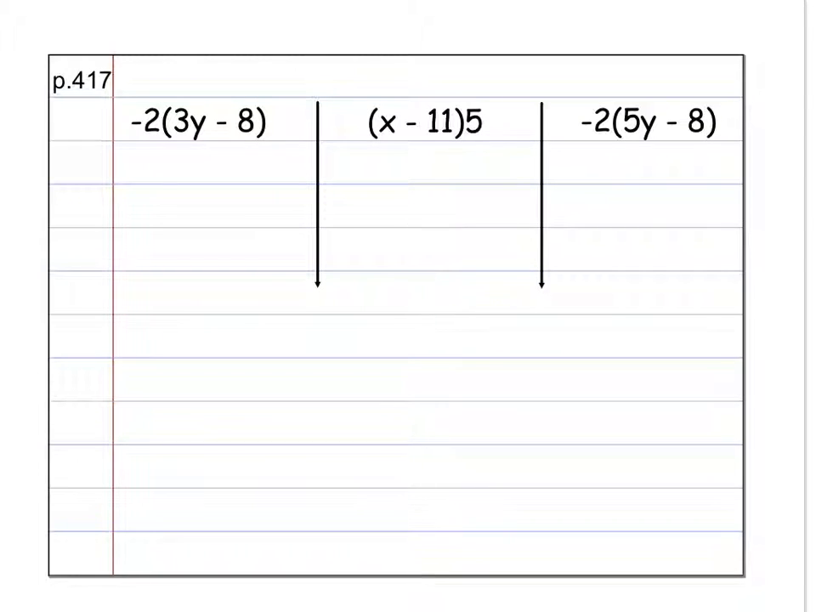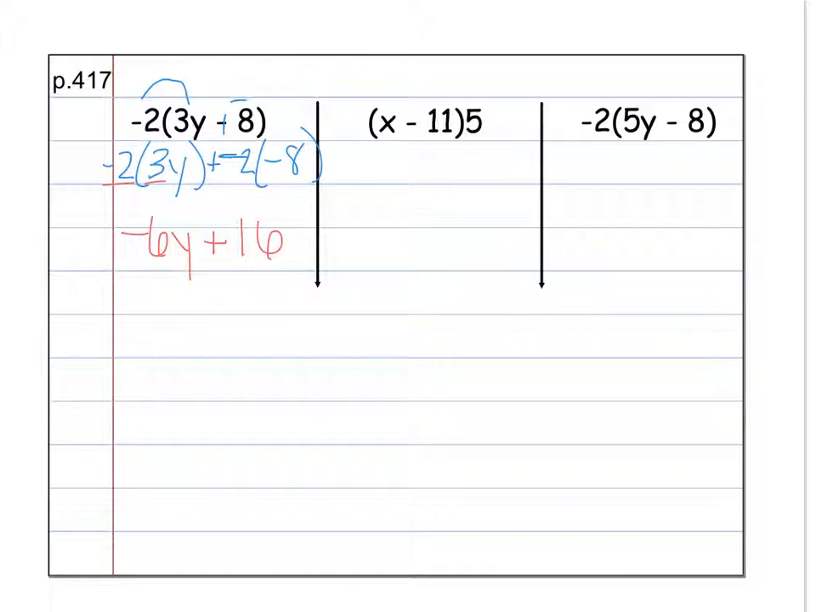Try these, and you can come back if you need to. So this is negative 2 times 3y, and then I plus a negative, so plus negative 2 times negative 8, which would be negative 2 times 3 would be a negative 6, and the y stays, plus negative 2 times negative 8 is a positive 16.